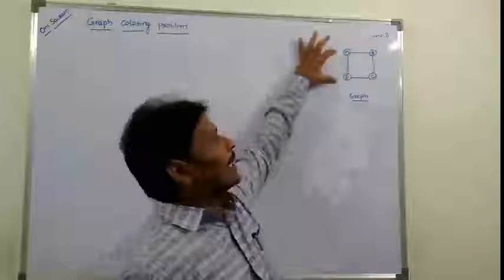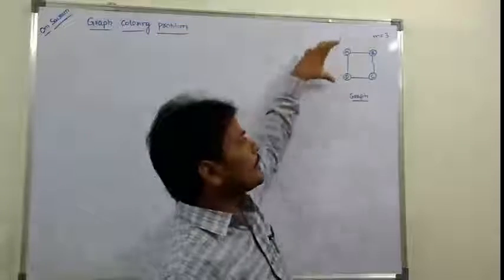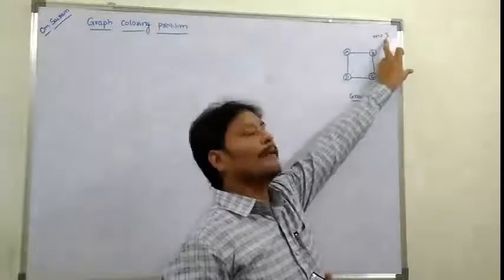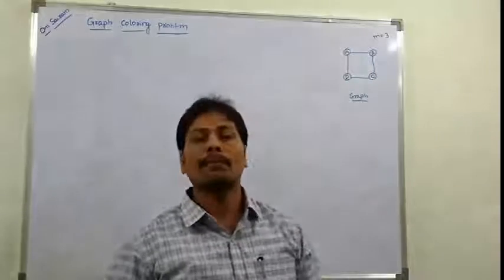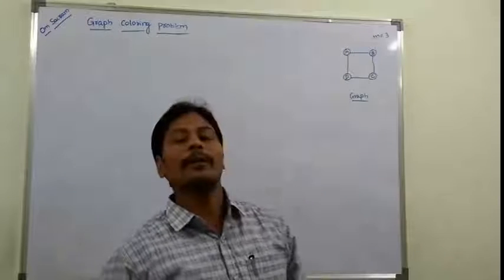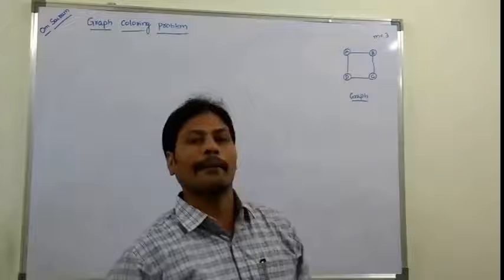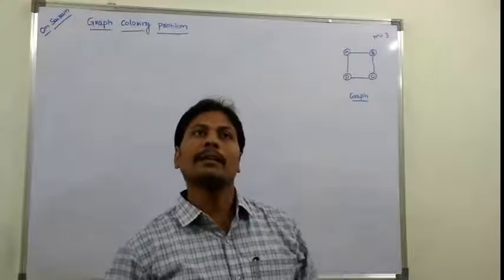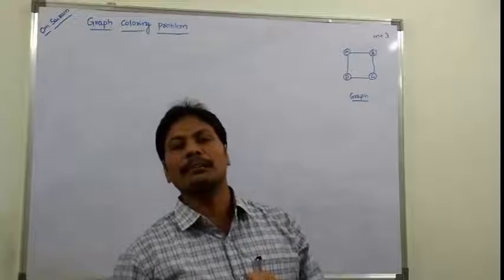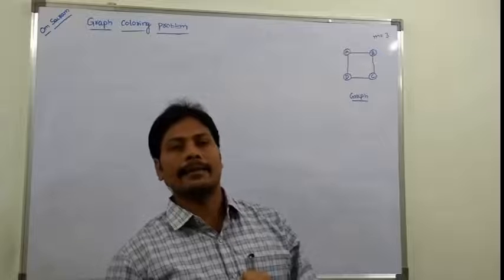Suppose we take a 4-node graph. It consists of 4 vertices and m, the given number of colors. M is equal to 3. So how do we find all possible solutions for this given graph? For a given graph, all the solutions can be represented by using a tree called a state space tree.